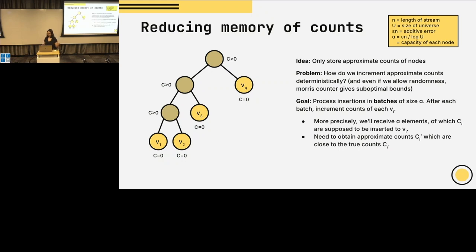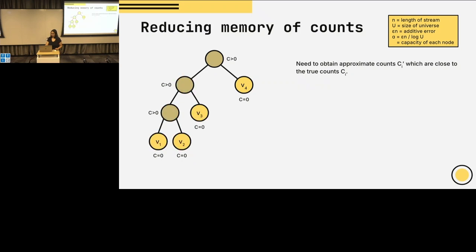But what we actually want now is to obtain approximate counts, Ci prime, which are close to the true counts Ci. We're going to increment these counters by C1, C2, C3, and C4 respectively, but we actually only need to do it by some approximate values, C1 prime, C2 prime, C3 prime, and C4 prime.